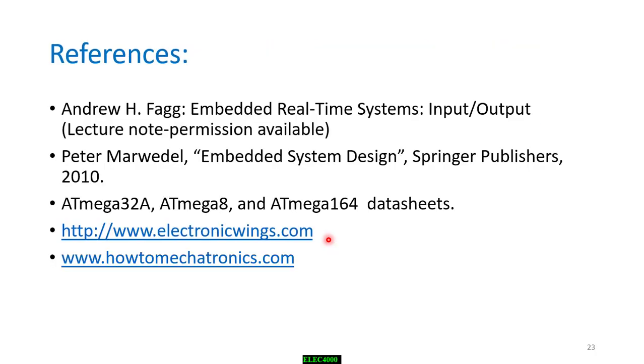Now, these are the references. Actually, there are a lot of references online. I advise you to go to electronicwings.com and Home to Mechatronics. These two websites have a lot of information. We still have another type of motor, which is the servo motor. But to understand the servo motor, we need to understand pulse width modulation in full detail and how to generate it, which is discussed in task number 3.